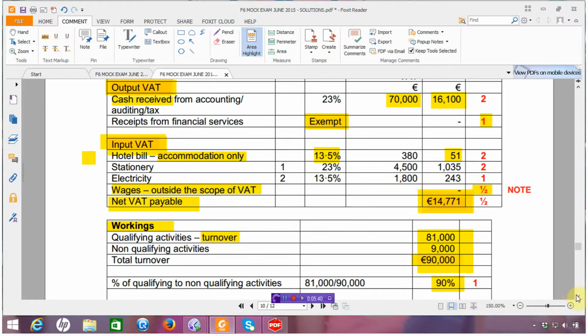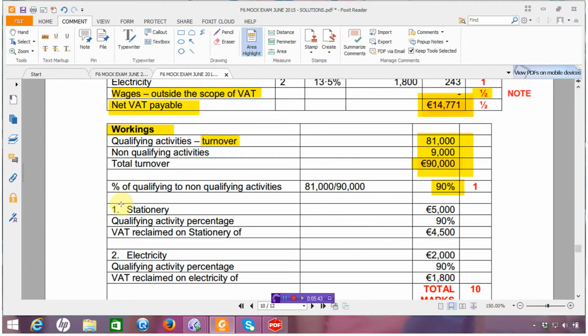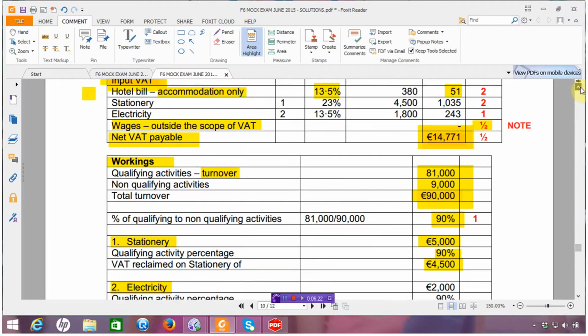So what we'll see just down below here is for stationery and for electricity, they simply take the VAT amounts as shown, and they take the proportion of 90%, because that's the proportion that relates to taxable supplies. We cannot reclaim anything that relates to exempt supplies. Note that if they hadn't said turnover, they could have said any other reasonable method, perhaps square footage or number of employees, etc. But turnover is certainly, I would have thought, one of the most common ways. As long as it's reasonable, the revenue will be satisfied. So that's where we get the 4,500 and the 1,800 included above. So we have those three figures.